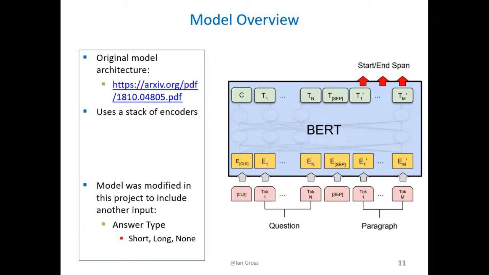This is quickly just a brief overview of the model. This is for SQuAD. It's found in the paper itself. The basic premise is that it uses a stack of encoders, and I modified this model in the input section to include the ability to predict the answer type as well.